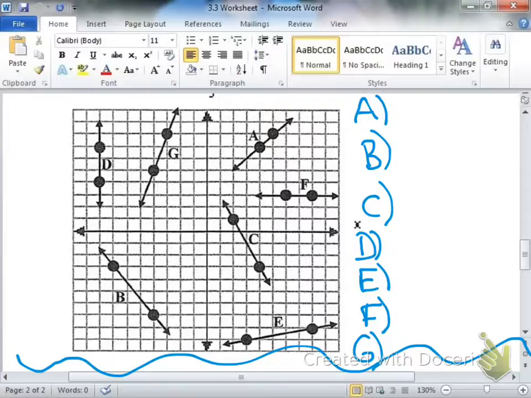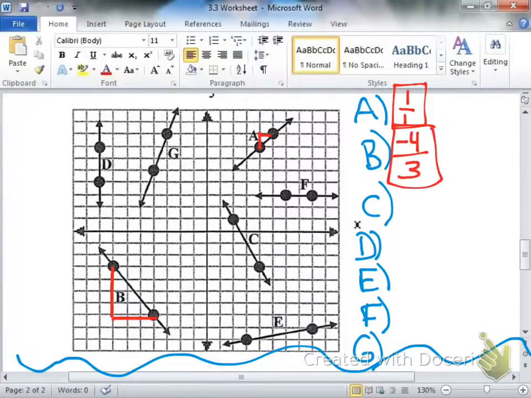I'm going to do A and B with you. For number A, how much are you rising? 1. How much are you running? 1. So my slope here is 1 over 1. That's what you're doing on this. So part B, I'm starting on the left line. I am going down 1, 2, 3, 4. Anytime you go down, it's a negative. And then you're going right 1, 2, 3.